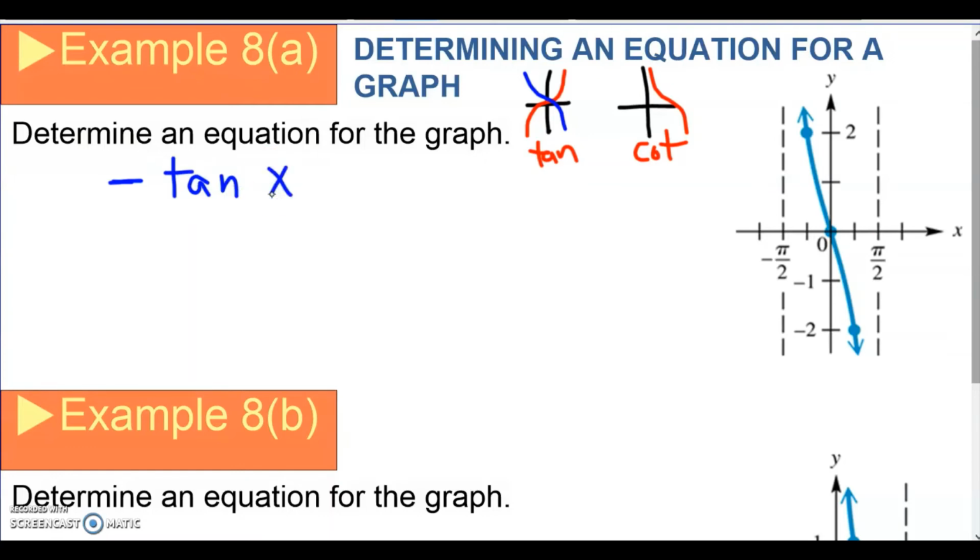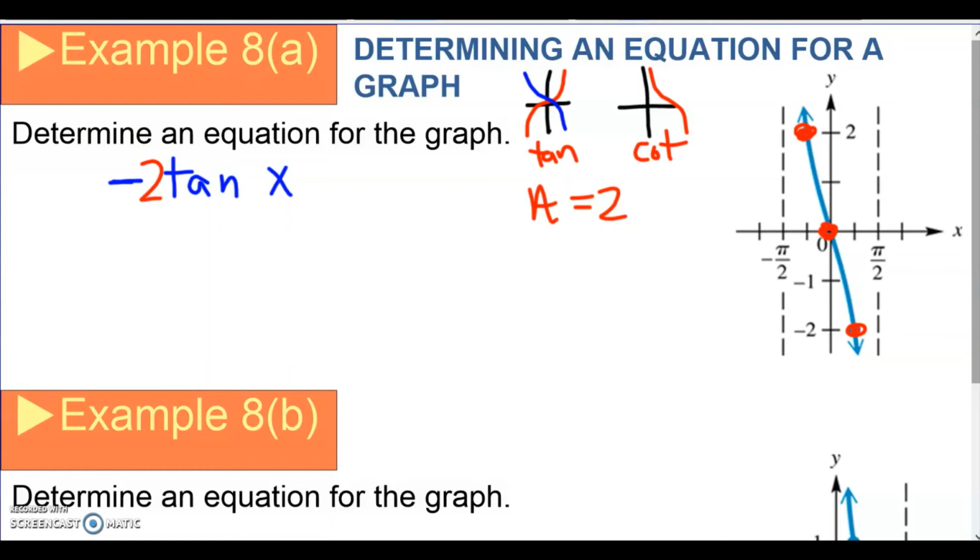Now, we just have to take care of the A number and the period, okay? So notice this dot is at +2, and it goes to 0 and to -2. So you ought to be able to tell me the A number. The A number is 2, right? Okay, so I'm going to stick a 2 right there.